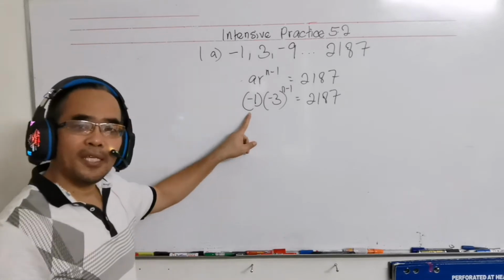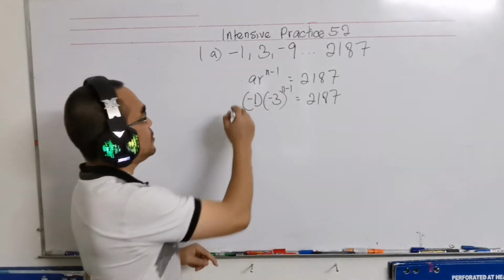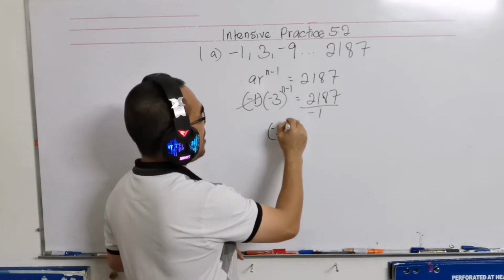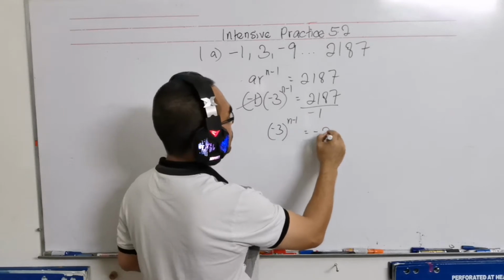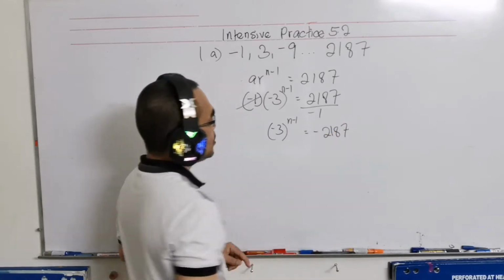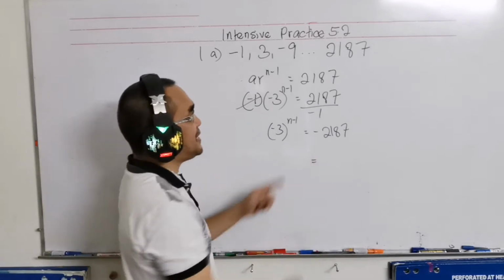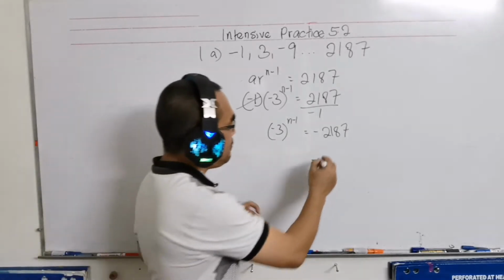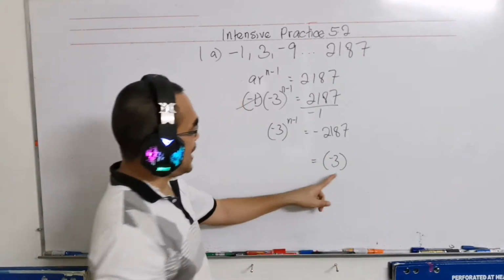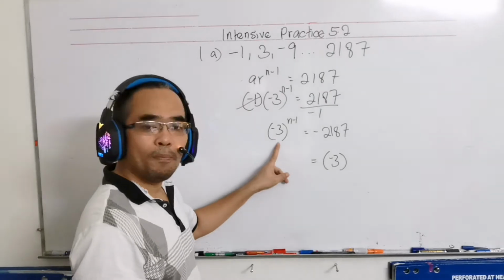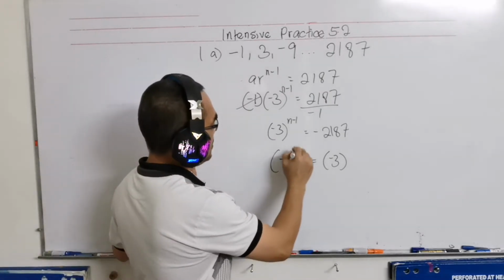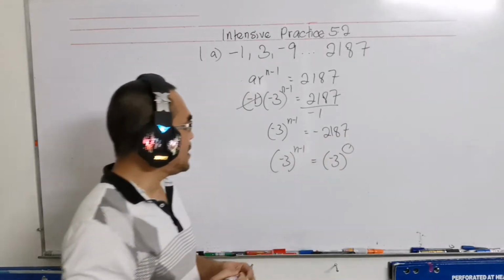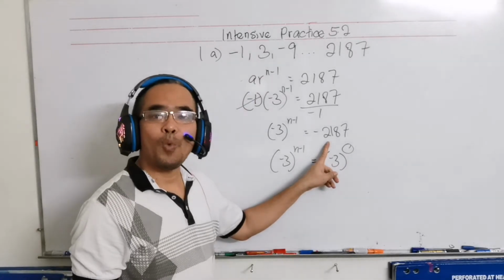So how do we solve this? First, you bring this negative 1 to the other side, so it becomes over negative 1. So this is negative 3 to the power n minus 1 equals negative 2187. Because this is one of the numbers in the arrangement, if you change this to the equal base here, you are sure to get a number. This has to be a power.